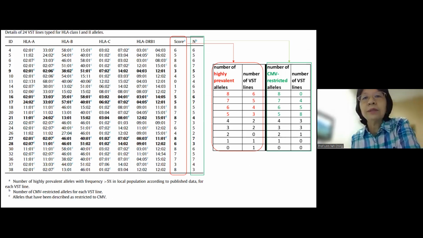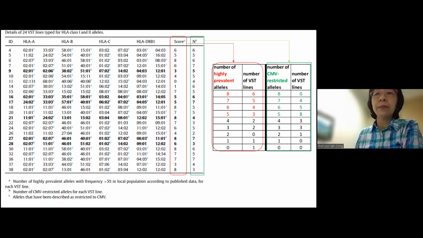To answer the question of how big a third-party VST bank must be, we did a simulation for CMV T cells from our database. We typed HLA class 1 and class 2 alleles for 24 of the VST lines that have good CMV cytotoxicity, as listed in this table. In the second last column, the score reflects the number of high prevalence alleles that each CMV line has. As you see, it is quite high.